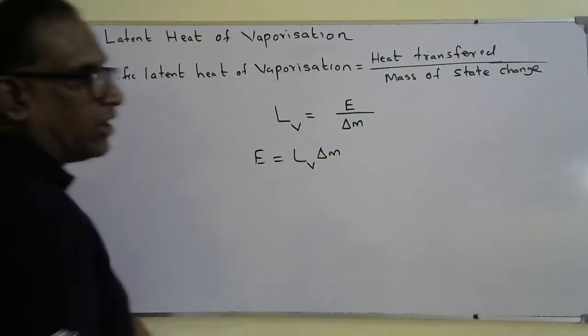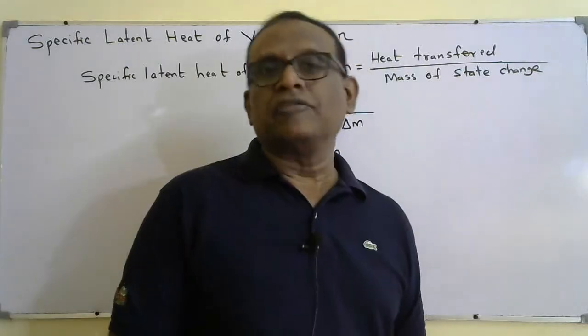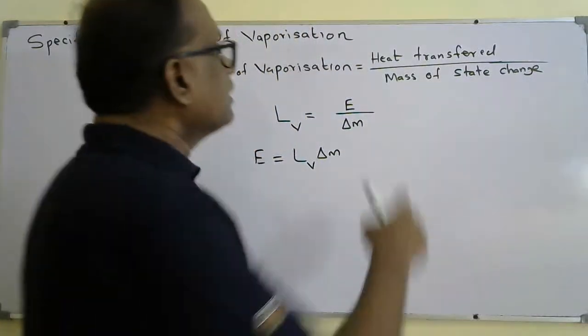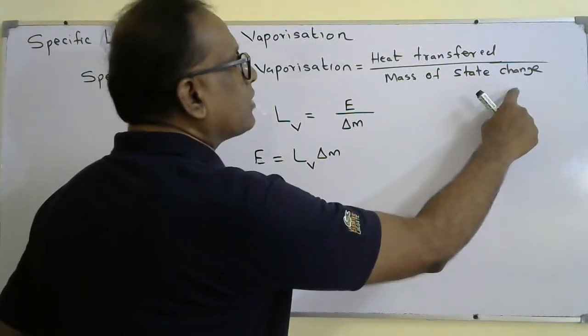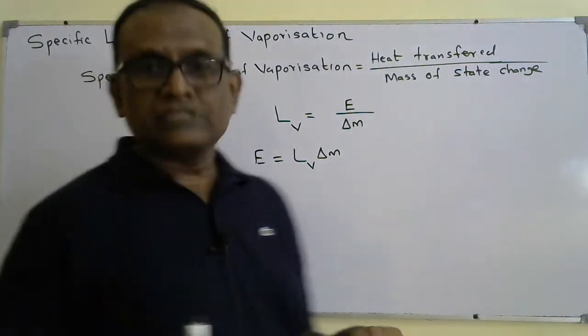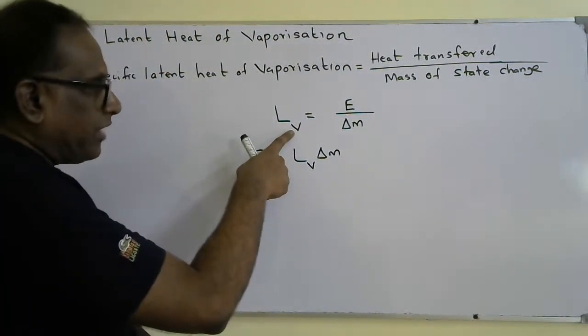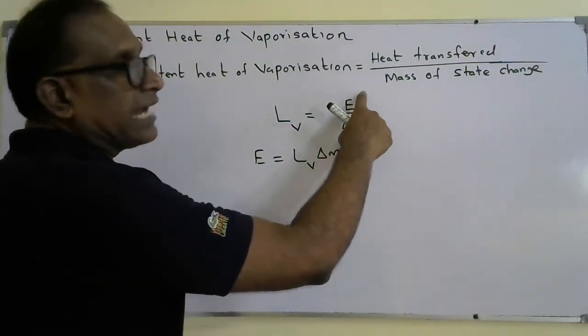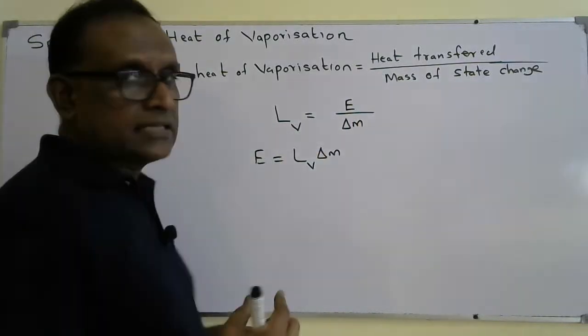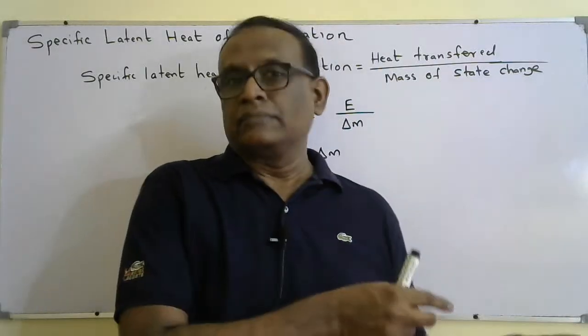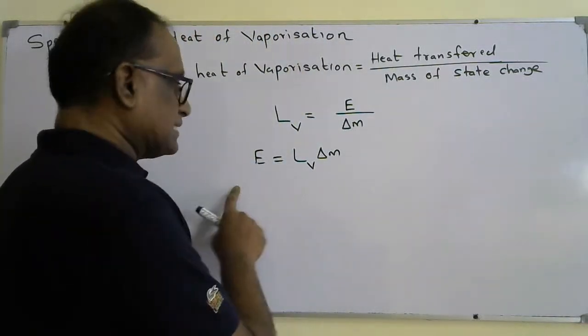So the format of the equation is the same for fusion and vaporization. So heat transfer over mass of state change, the mass of state change from liquid to vapor. Here we use LV for vaporization. E is the heat absorbed. Delta M is the mass of liquid that becomes vapor. So the equation is the same format.